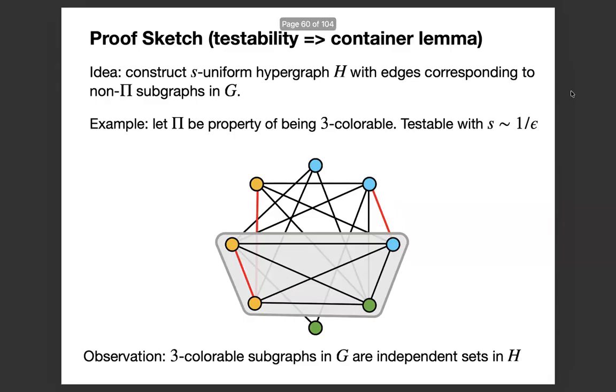And here is the key observation. The key observation is that if you have a 3-colorable subgraph in your original graph G, then it corresponds to an independent set in the hypergraph. And why is that? Well, if you are 3-colorable in your original graph, then there's no way that you can have a little subgraph which is not 3-colorable. All of your little subgraphs are also 3-colorable, which means that it must not have any hyperedges in H. Does this make some sense? This is kind of the key observation and argument.